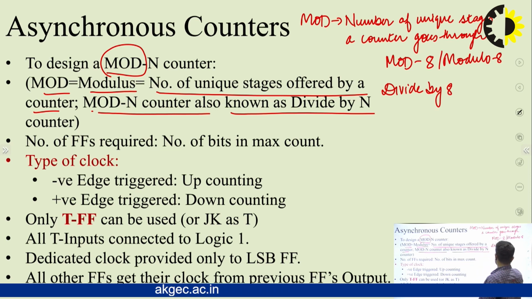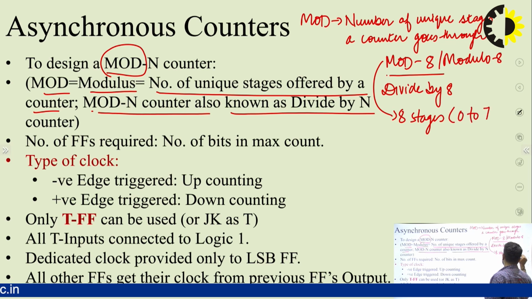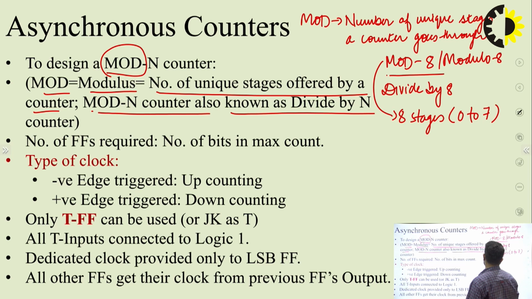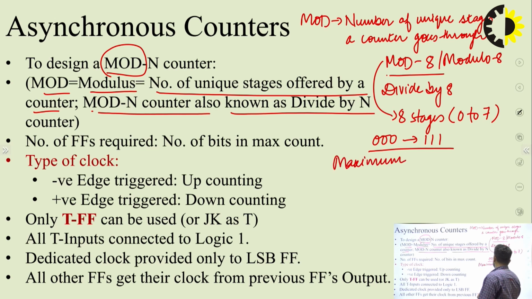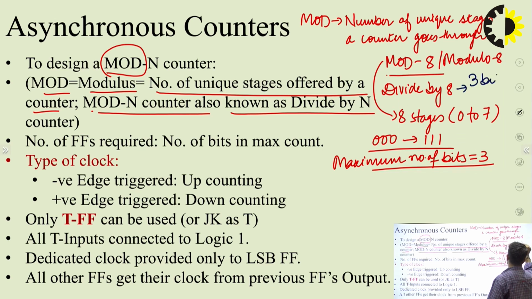Next, for this mode 8 counter, that means there will be 8 stages. The 8 stages will be 0 to 7. If I write in binary terms, 0 will be 000 and 7 will be 111. So from this I can see that the maximum number of bits is equal to 3. So this mode divide by 8 counter can also be termed a 3-bit counter.